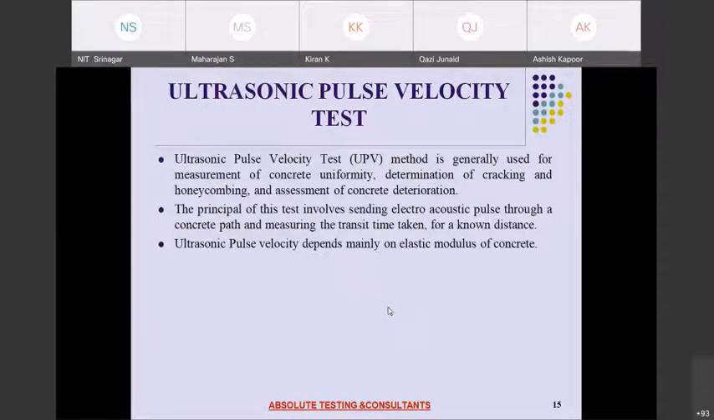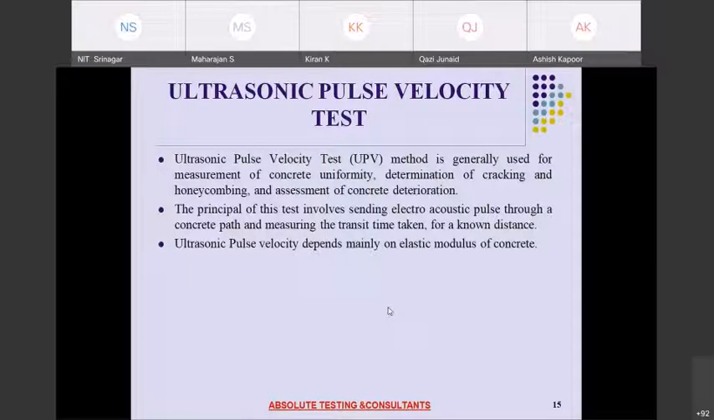Now, the initial one was the rebound hammer test, where based on hardness we got an estimation of compressive strength. Now coming to the ultrasonic pulse velocity test. The ultrasonic pulse velocity test is generally used to measure concrete uniformity, determine cracking and honeycombing, and assess concrete deterioration. The principle of this test involves sending an electroacoustic pulse through a concrete path and measuring the transit time taken for a known distance.